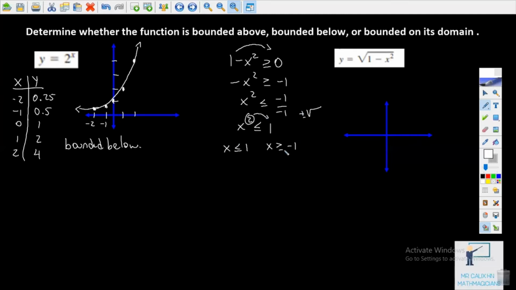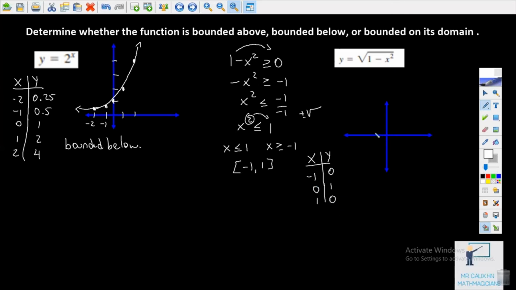Once we have this, we have a domain. I know that my answers are between negative 1 and 1 because it says that x has to be greater than negative 1 but less than 1. It has to be somewhere in between those numbers. If we use a table of values for x and y, the only numbers that we can use are numbers between negative 1 and 1. If I substitute negative 1 here, my answer would be 0. If I substitute 0 here, the answer is 1. If I substitute 1 again, the answer is 0 again.